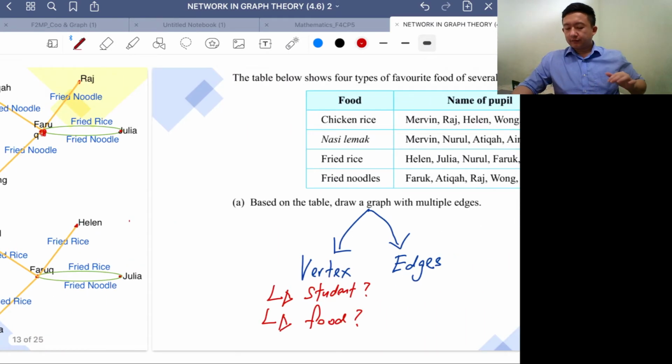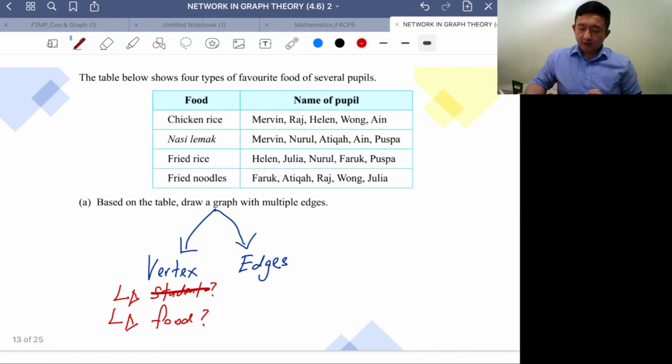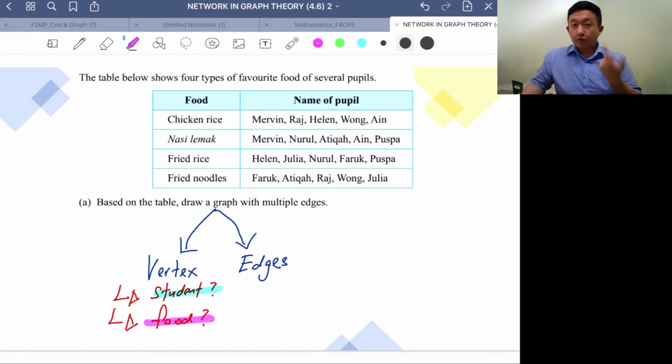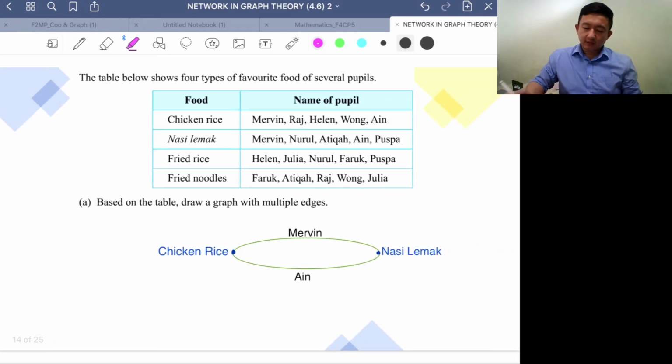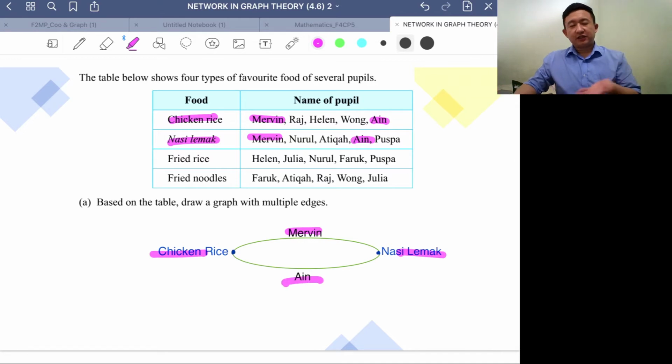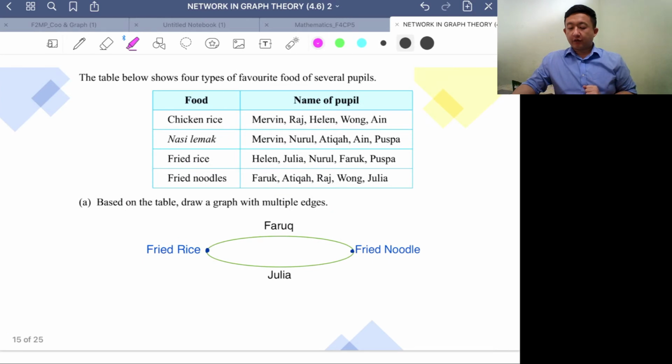Right. Okay, just now we went for students as the vertex. Have we ever tried whether we can use food as vertex? Okay, same thing. The keyword here is to identify the patterns. Chicken rice, chicken rice. Chicken rice, nasi lemak. Melvin, Melvin, I. So multiple edges, right? So this is not the only pair, like I showed you just now. You can have a pair with Farouk and Julia, fried rice and fried noodles.